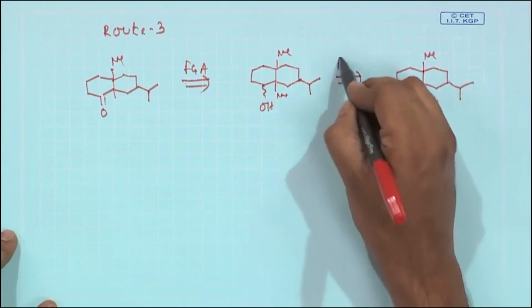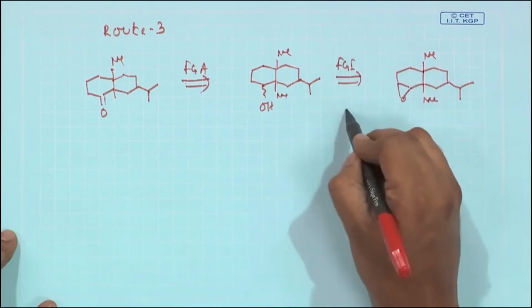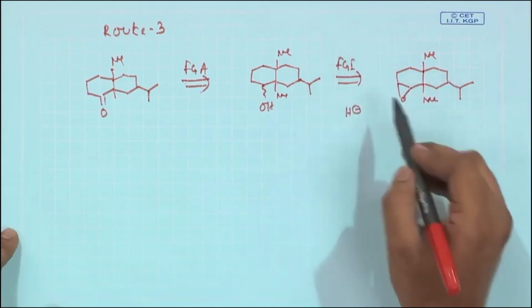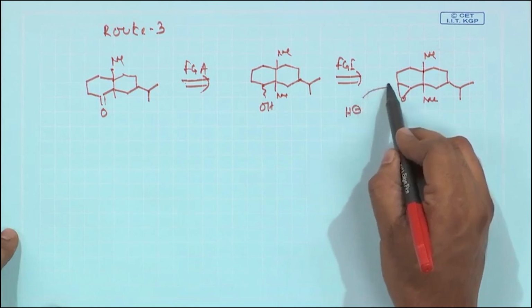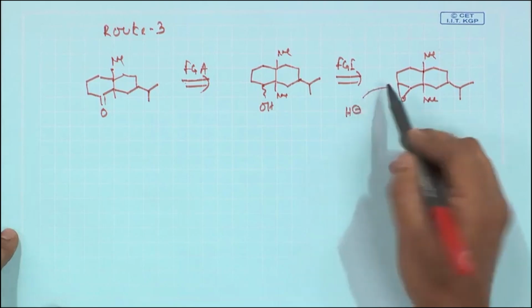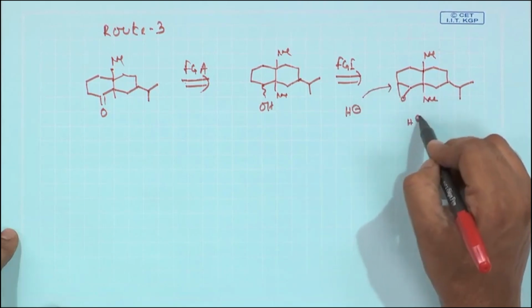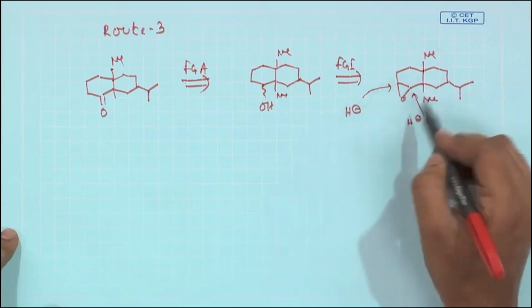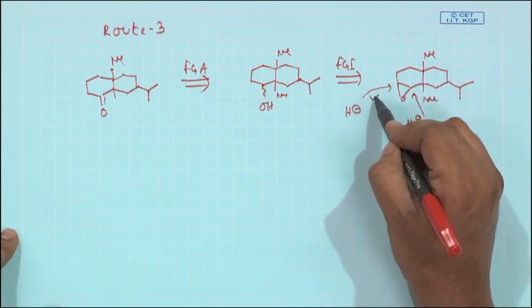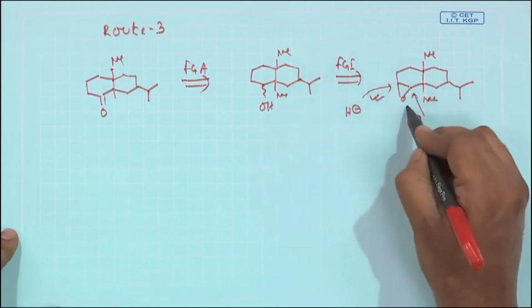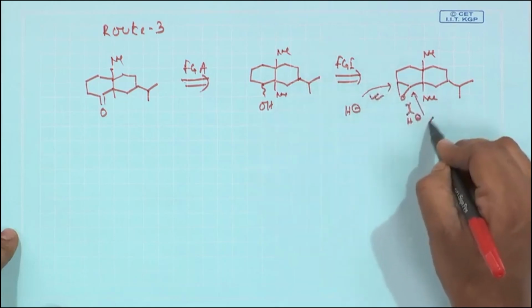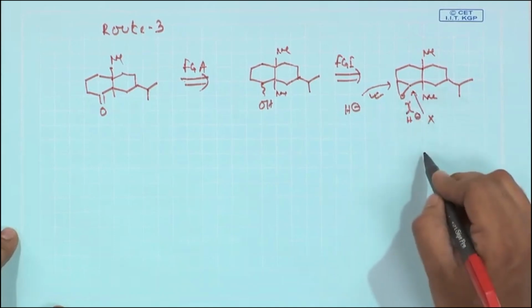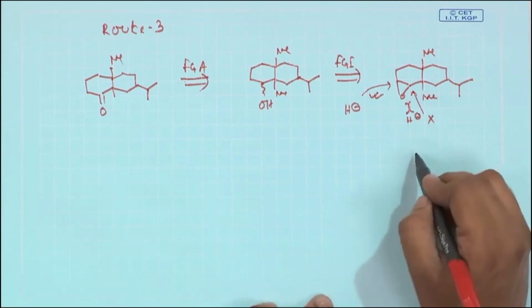Assume that it is an FGI, and the hydride will come from the sterically less hindered site. The hydride can come from here or from there, but if the hydride comes from this side, it is more facile because it is sterically less hindered. This side is blocked, that is why that is not feasible. So, this route is quite feasible. Now, how to access this epoxide?